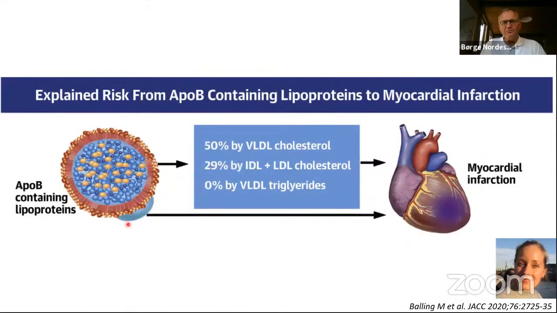We also did a so-called mediation analysis, trying to see what's the explained risk from all ApoB-containing lipoproteins to myocardial infarction. And there we could show that when you looked at all ApoB in plasma, measured as total plasma ApoB, then of the risk of myocardial infarction, 50%, or half, could be explained by VLDL cholesterol. I think this would be surprising to many. Nobody has tested it before in such a large human study. And only 29% by IDL and LDL cholesterol, and nothing was explained by the VLDL triglycerides.